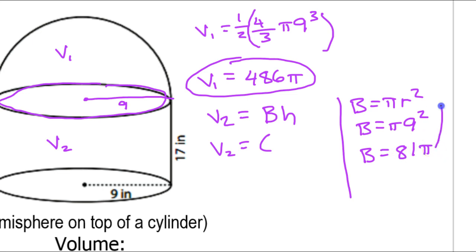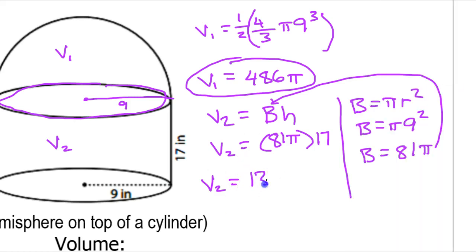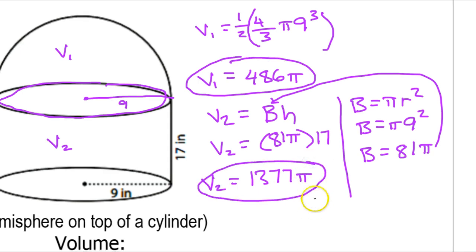So I can take this area of the base and put it in right there. So I'll have now 81 pi times the height, which is 17. And this is volume 2. So volume 2 is equal to 81 pi times 17. 1,377 pi. Okay, so this is volume 2.